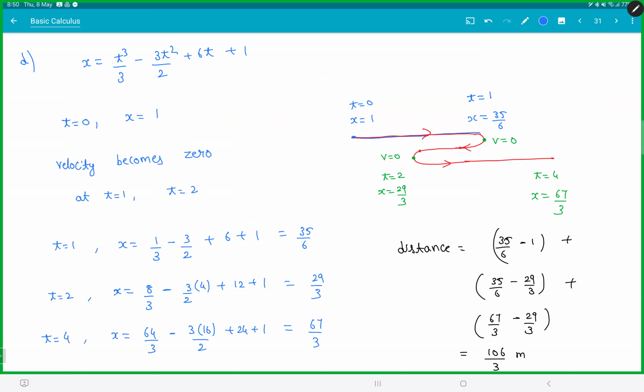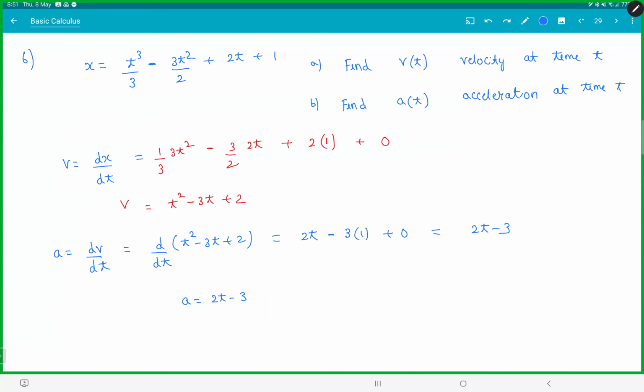At t equals 0, I found out where you are. You are at x equal to 1. At t equal to 1, you are stopping. So that is an important point there. Whenever the particle stops, it means it is taking a turn backward.